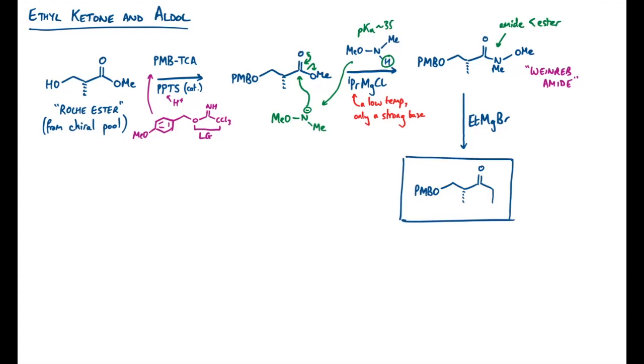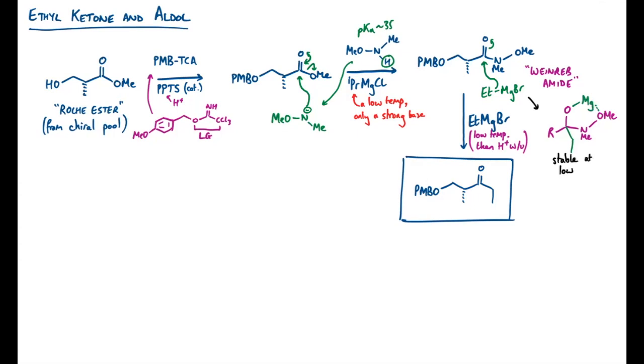Now, the reason why these conditions work is that we're doing this at low temperature and then using an acid workup. The reason why this prevents double addition is that this intermediate is stable at low temperature, and that's because the magnesium is getting involved, something along the lines of this chelated structure. This is stable at low temperature, so we don't isolate this. We wait for it to form, and then we quench the reaction with acid, which will collapse the hemiaminal, that's the oxygen and the nitrogen on the same atom, to spit out the hydroxylamine byproduct and leave us with the ethyl ketone that we wanted.